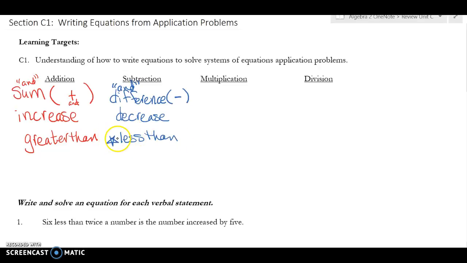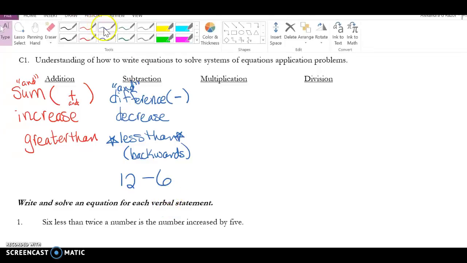Less than is probably the trickiest one there, because this has to be backwards. Greater than would be backwards too, but adding backwards doesn't matter. But if you subtract backwards, that makes a difference. So whenever you see less than, it has to be backwards. So if it says 6 less than 12, it's 12 minus 6. It goes backwards. Okay. All right, let's switch colors once again.